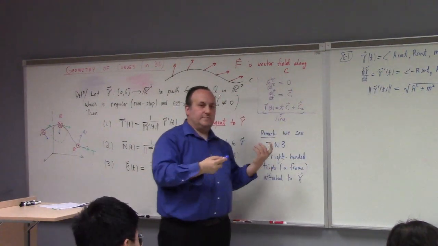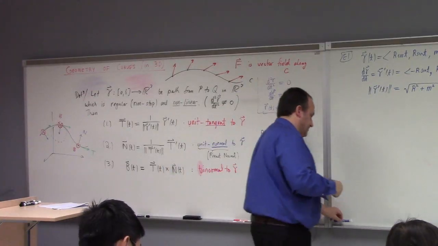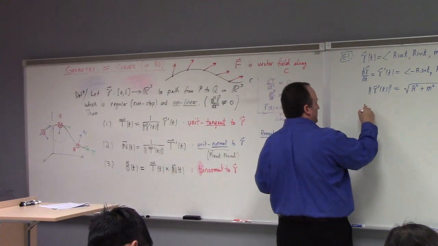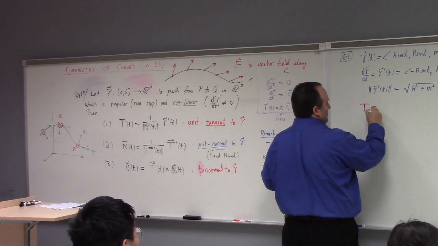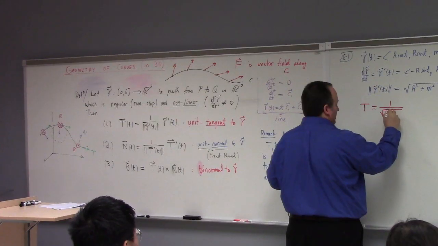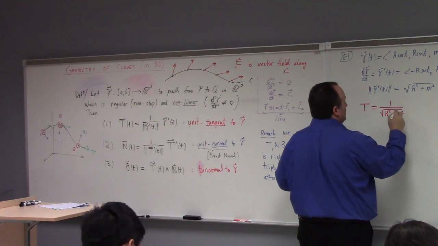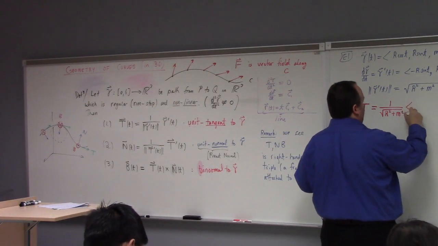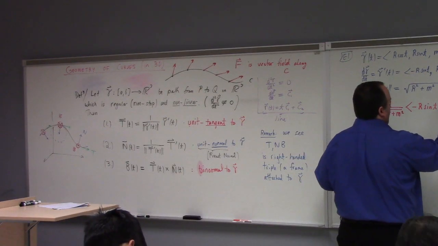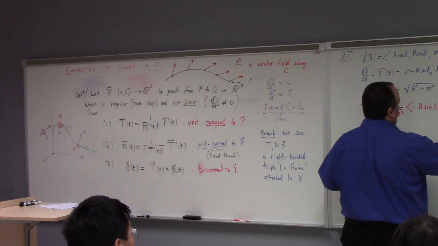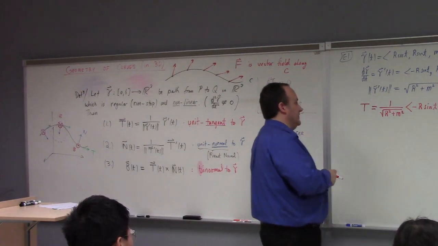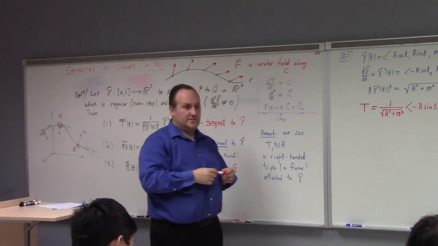So what's the unit tangent? Here, the unit tangent is simply 1 over the square root of r squared plus m squared, and we've got our minus r sine t, r cos t, m. So there you go. That's the unit tangent field.